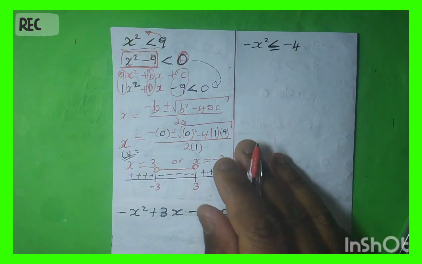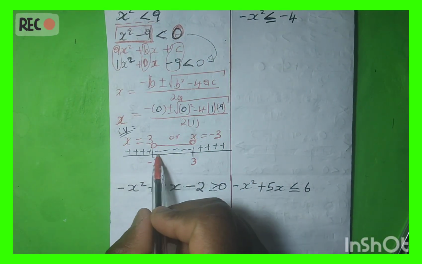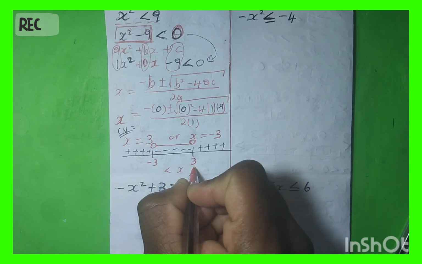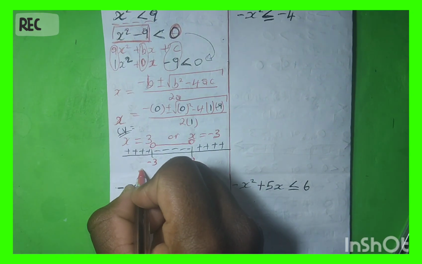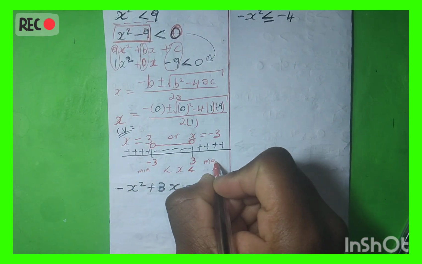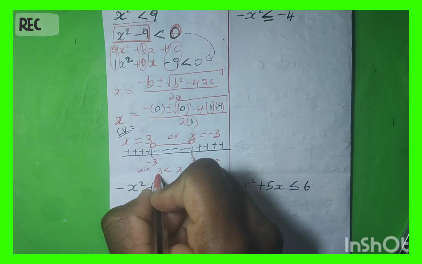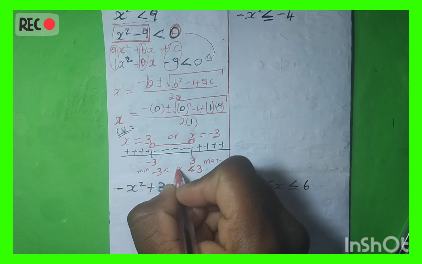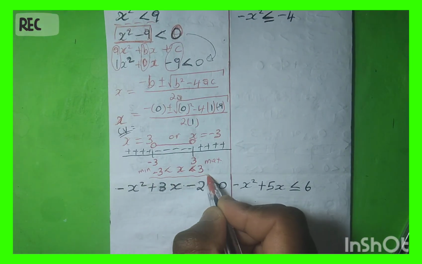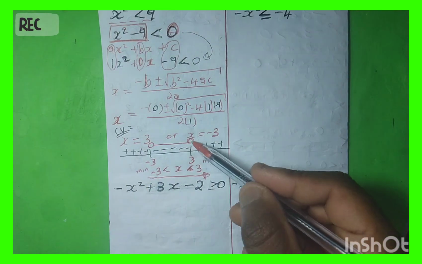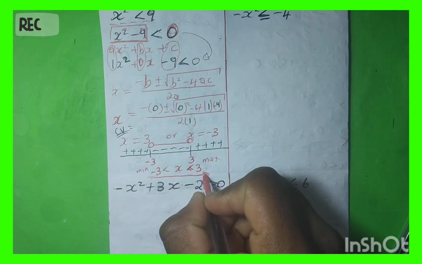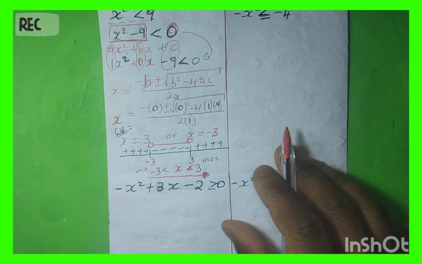To identify values between -3 and 3, this is the format I use: here I write my minimum, then I write my maximum. My minimum value is -3, maximum value is 3. This is the final answer. No need for you to shade if there is no equal sign. Just leave your final answer like this.